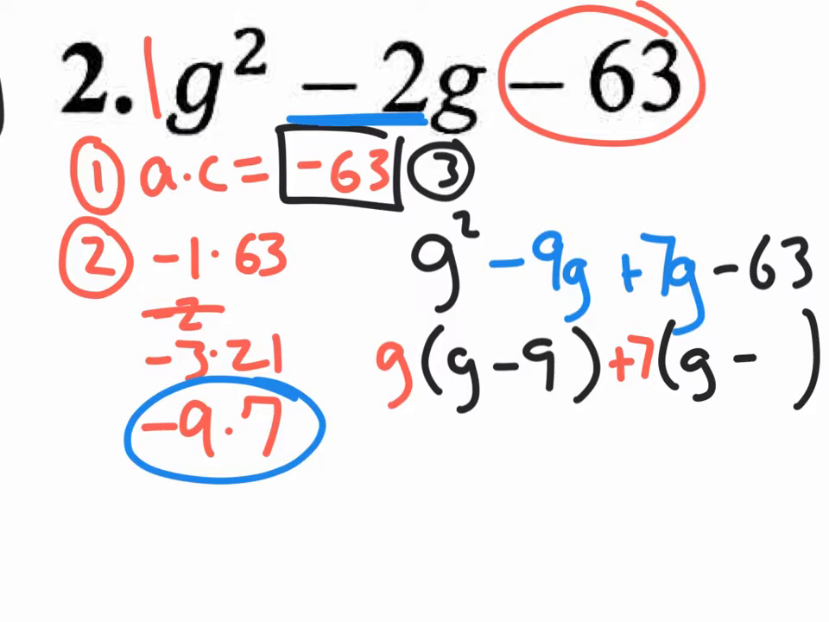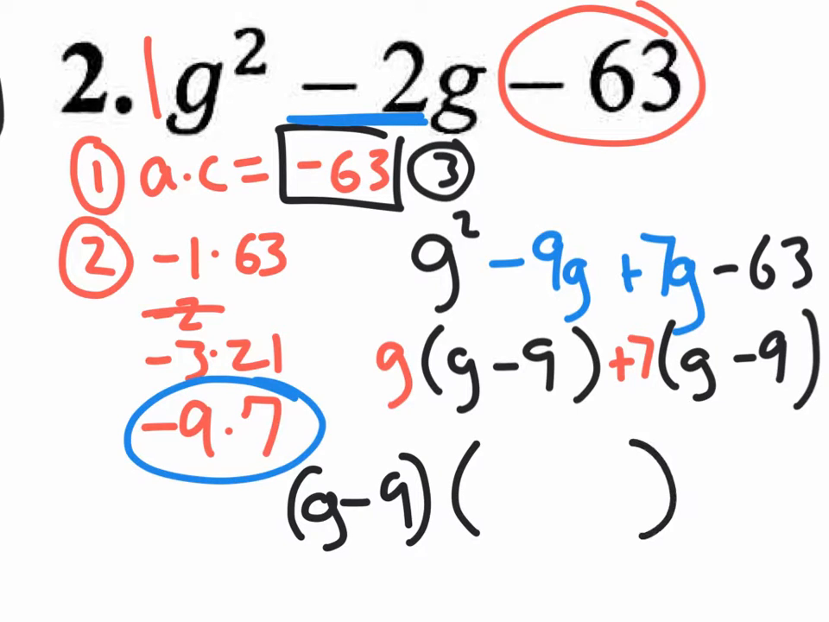A g minus 9 also. And then we take a step back and realize that there's the common binomial in both terms. We're going to pull that out. So you're going to have on the outside a g minus 9, and on the inside, what's left over? G plus 7.